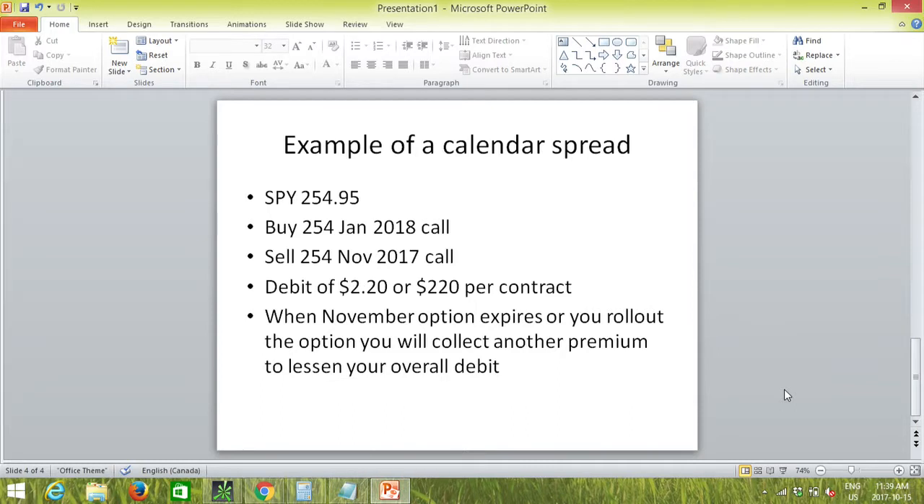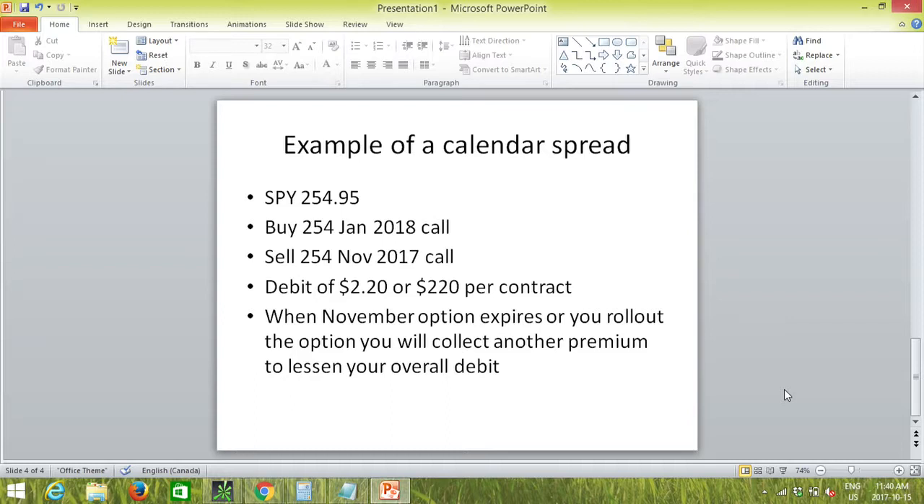So these prices are as of October 13th. Again, this example is just for educational purposes, it's not a recommendation by any means. We're going to look at the SPY, which closed at 254.95. In this scenario, we're going to buy the January 2018 call, the 254 strike, and then sell the November 254 strike call. Your debit is going to be $2.20, or $220 per contract.